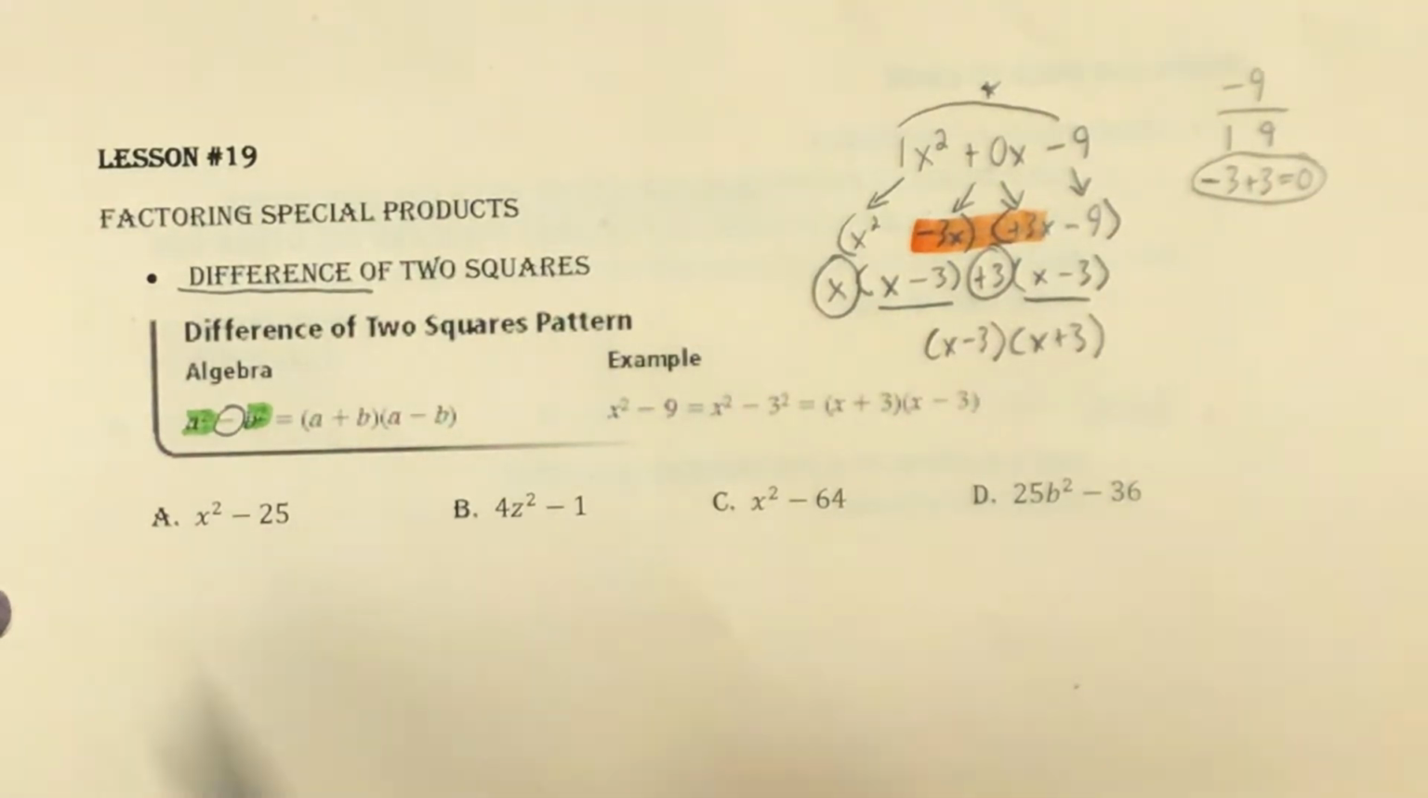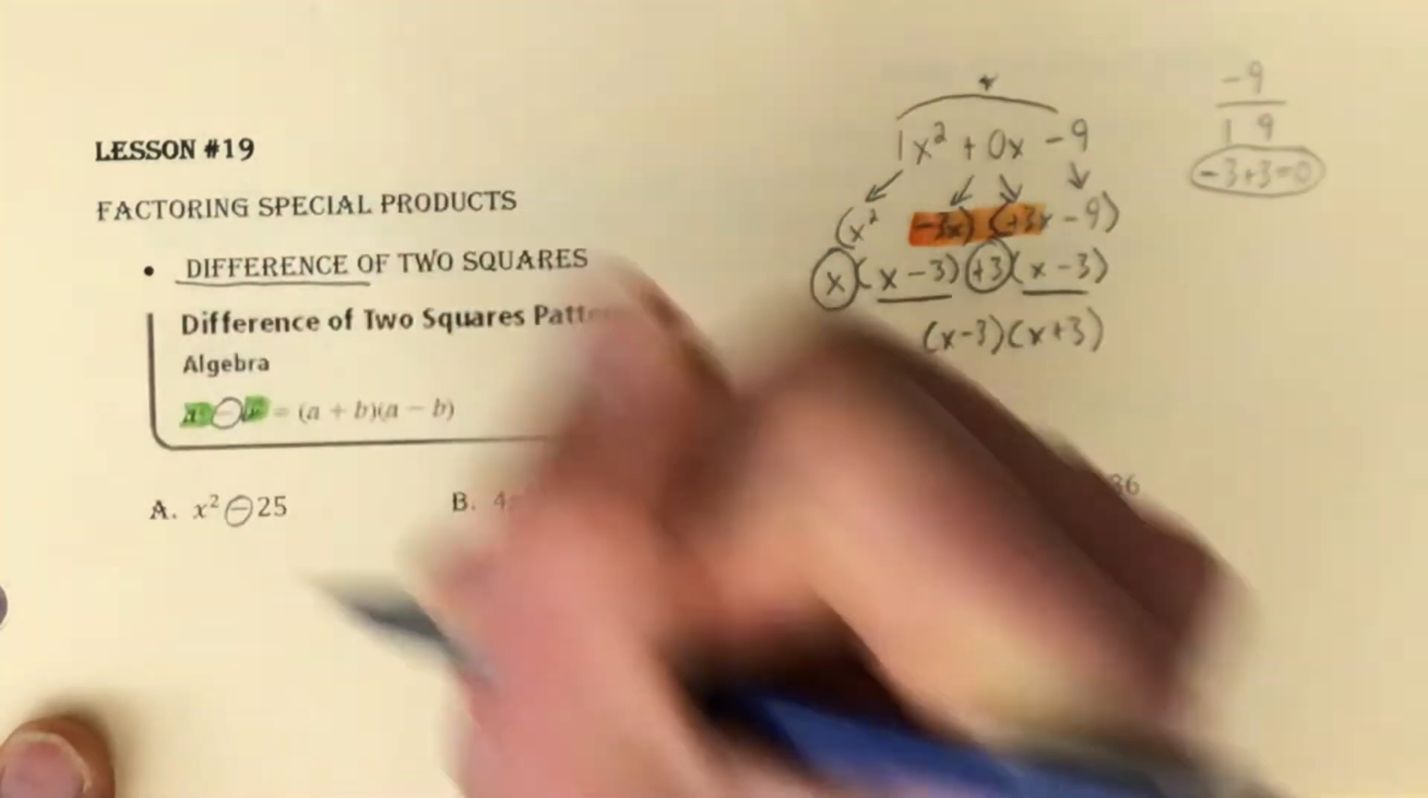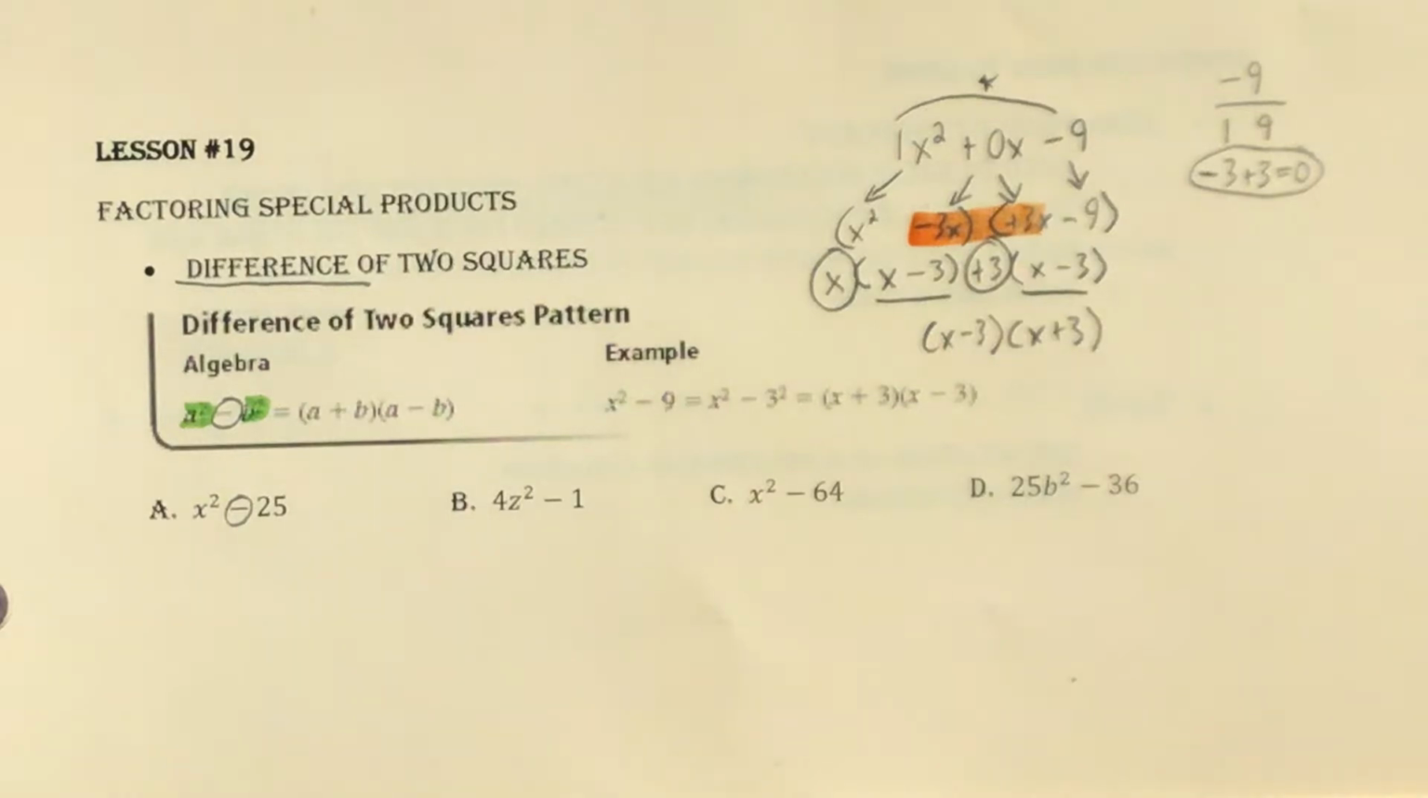So when I look at example A, I say first, all right, I've only got two terms. Second, there's a subtraction symbol in between. So that's an indicator to me that I have a potential difference of two squares.